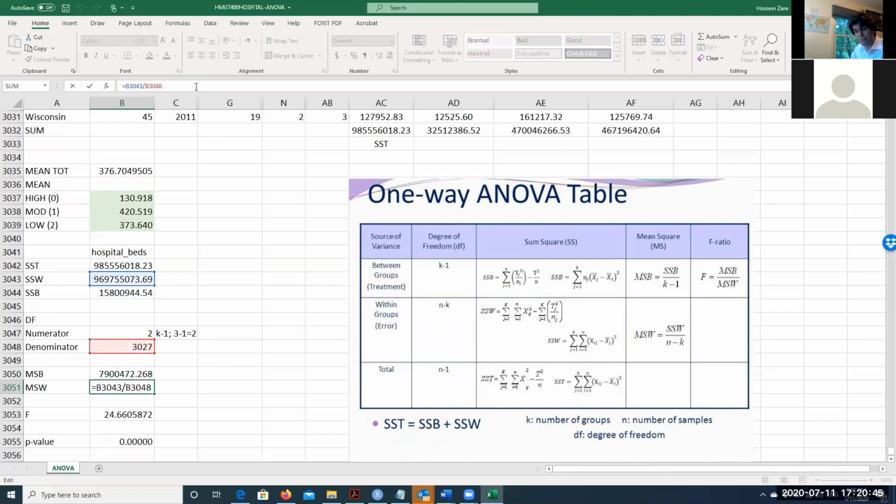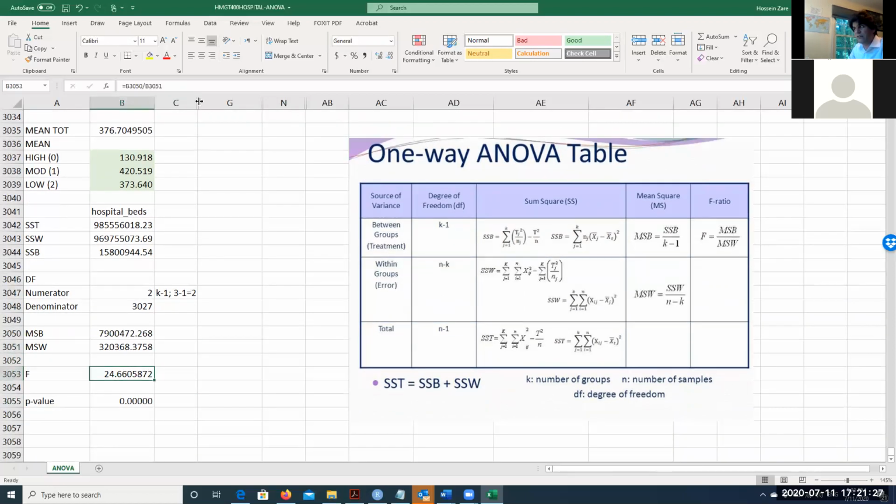MSW, I have the same. I have SSW divided by the denominator. The denominator is this one. Look at this difference. This is SSW divided by this one. For MSB, the denominator is back to this side of the formula. I use MSW as a denominator, divided by the degree of freedom for the group. And this is the within group, so the denominator divided by the entire observation. Degree of freedom for that is this. One of them is this, the other one is this.